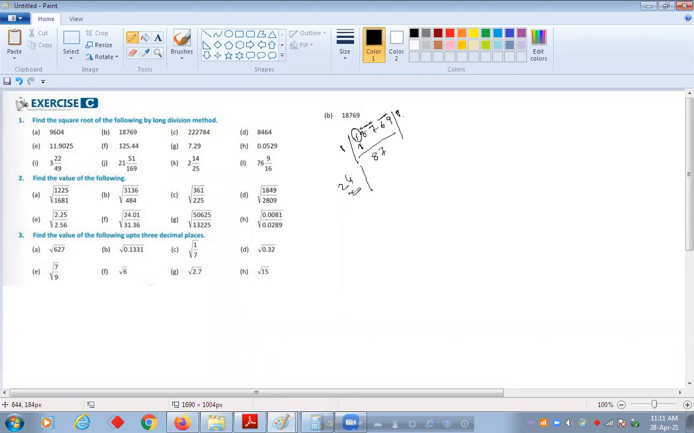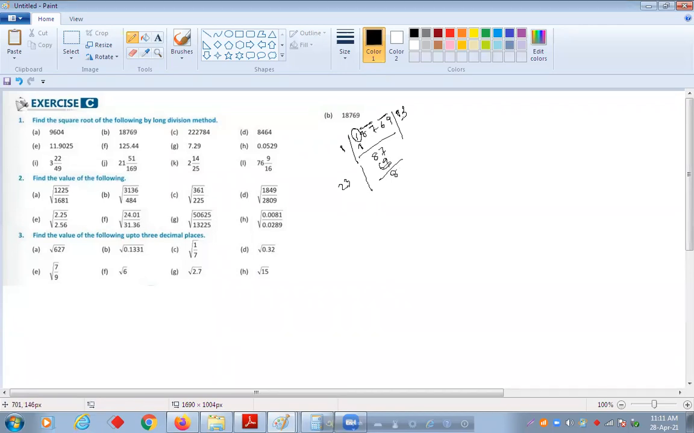If we multiply with 4: 4 fours are 16, 4 twos are 8, and 1, so 9. That means 96 will be greater than this, so 96 will not work. So we will take 3. By 3 we will multiply, so you will get 69. That 69 we will write, so 3 and 3 and 69. We'll subtract.